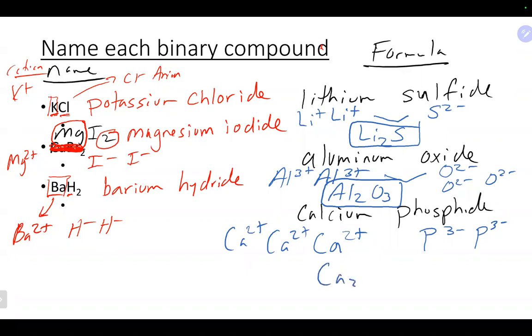Now we can just count up what we got going there. That's 3 calciums and 2 phosphorus. Yeah, and that would give us our right formula there. Any questions? Do that there.